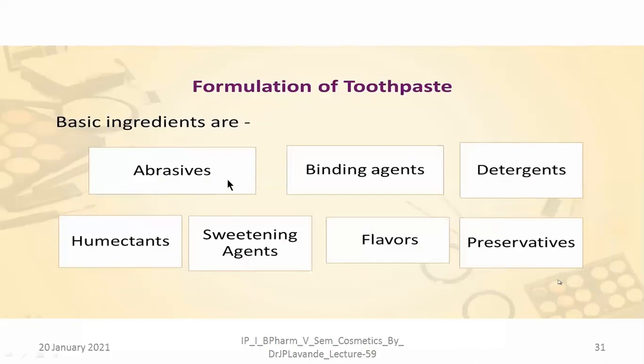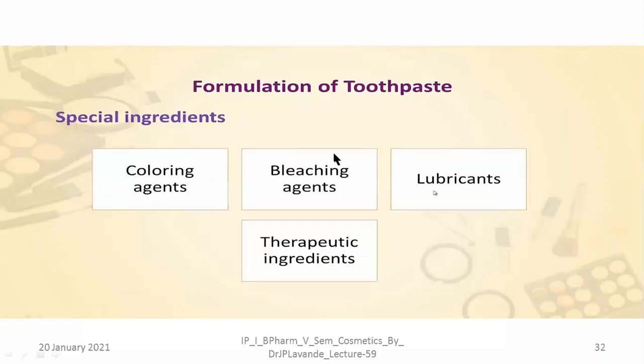The basic ingredients that we require are the abrasives, binding agents, detergents, humectants, sweetening agents, flavoring agents, and preservatives. Some special ingredients like coloring agent, bleaching agent, lubricant, and therapeutic ingredient are added in the formulation of toothpaste.